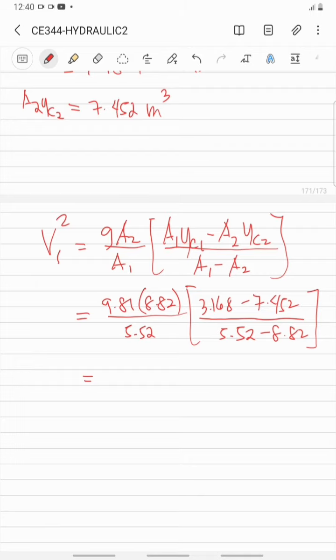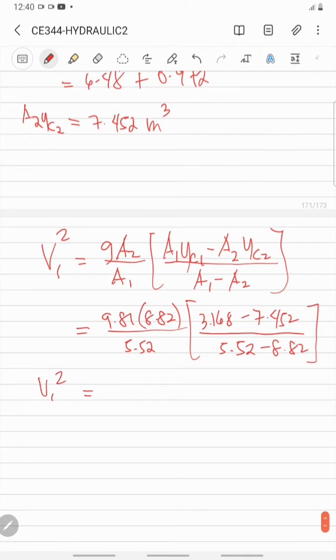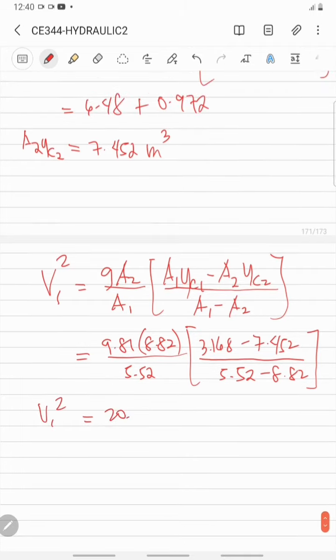And that is equal to V1 squared, that is 20.349. Therefore V1, we will take the square root of that, that is 4.511 meter per second. So we have our velocity before the hydraulic jump will occur.